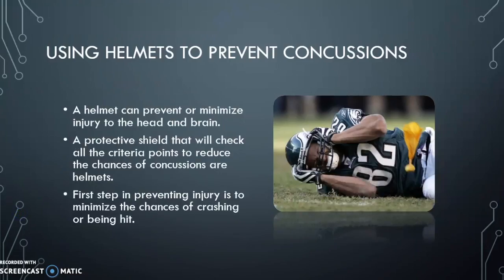Helmets meet the points of the criteria shown in the last slide. A helmet can prevent or minimize injury to the head and brain. A protective shield that will check all the criteria points to reduce the chances of concussions. First step in preventing injury is to minimize the chances of crashing or being hit.